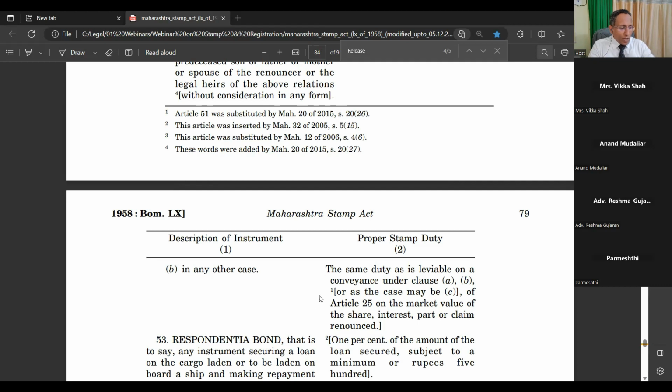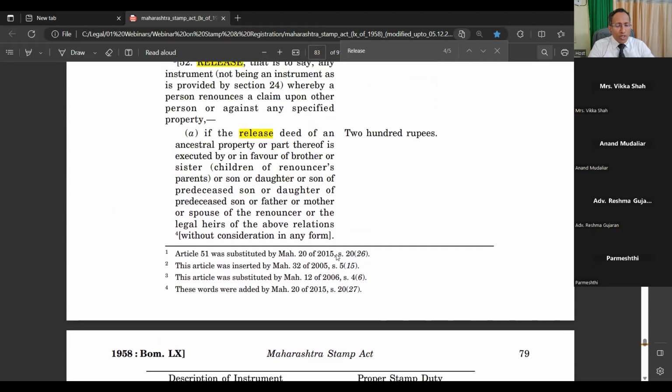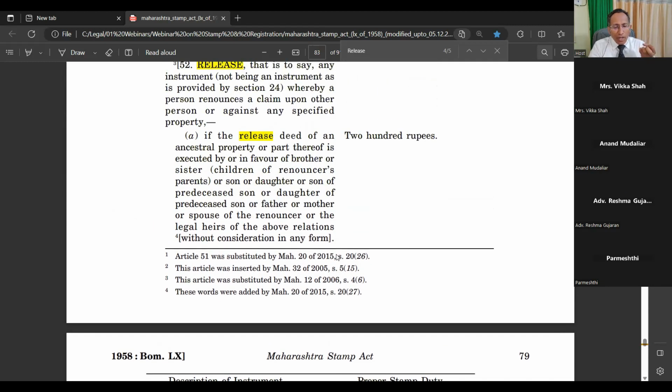So my point is the same thing: if it is something he has got by way of inheritance, then he is giving up his share in the property. In that case, presuming it is without consideration, it is 200 rupees. Otherwise, it will attract a stamp duty. Have I replied to your query, or is there still something going on in your mind, Reshma?